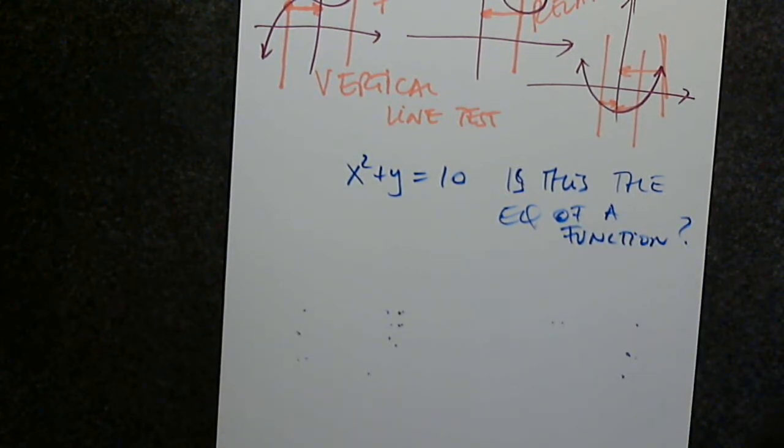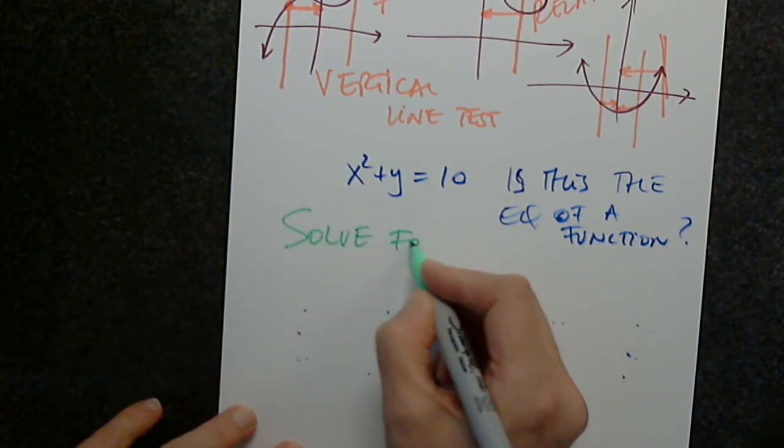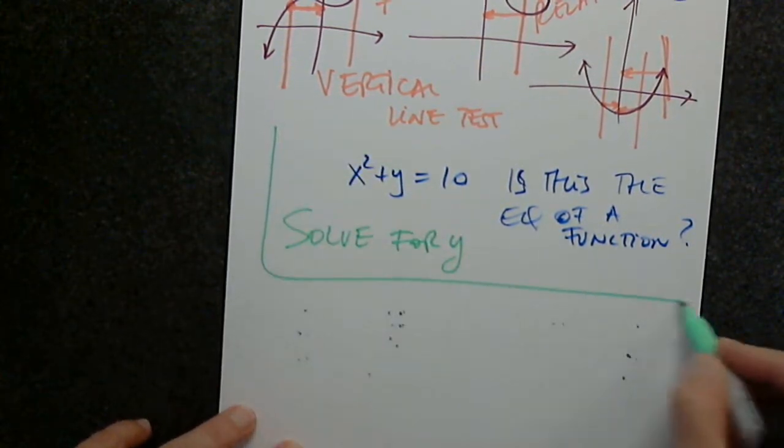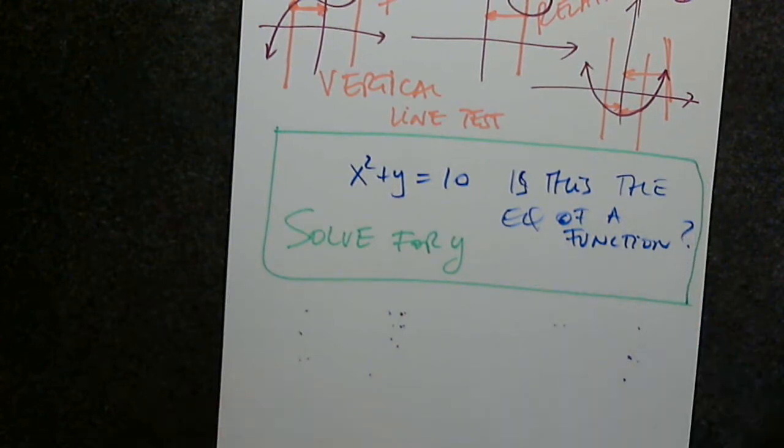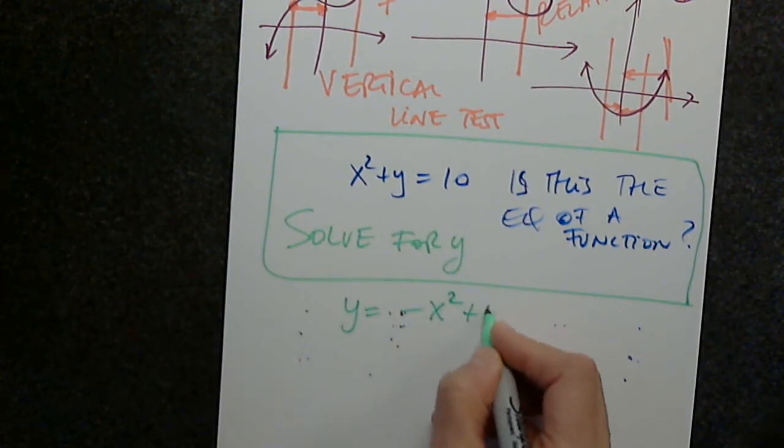What will I have to do? What I have to do for sure is solve for y. Please remember, we solve for y. In these situations in which we are given an equation, we are asked, does this represent the equation of a function, or is it a function or not? We have to solve for y. Not a problem. We solve for y and we get negative x squared plus 10.